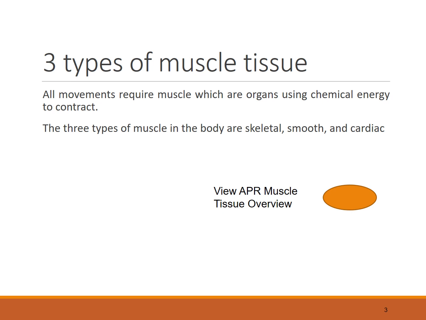There are 3 types of muscle tissue. All movements require muscles, and muscles are organs because they consist of several different types of tissues that function together, and muscles all require chemical energy to contract. The 3 types of muscle tissue found in the human body are skeletal, smooth, and cardiac. If you go to your APR program, the module under the muscular system, and view the animation, there's a really nice overview on muscle tissue.